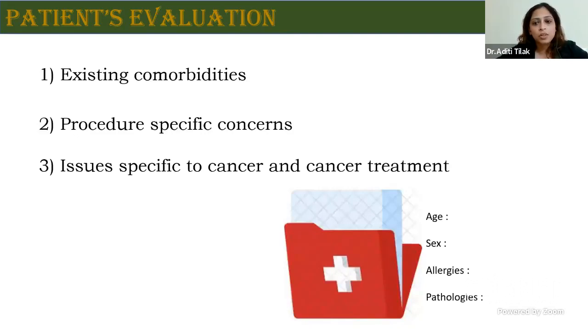What do we evaluate all our patients for? We want to know about their existing comorbidities. We keep in mind what surgery they're having so that we can plan our anesthetic according to both these factors. And in the cancer patient, there are certain other issues which must be borne in mind, which may not necessarily be seen in the general surgical population, but are related to the disease and to its treatment. And so it becomes extremely important to bear these factors in mind while doing the pre-op assessment of these patients.